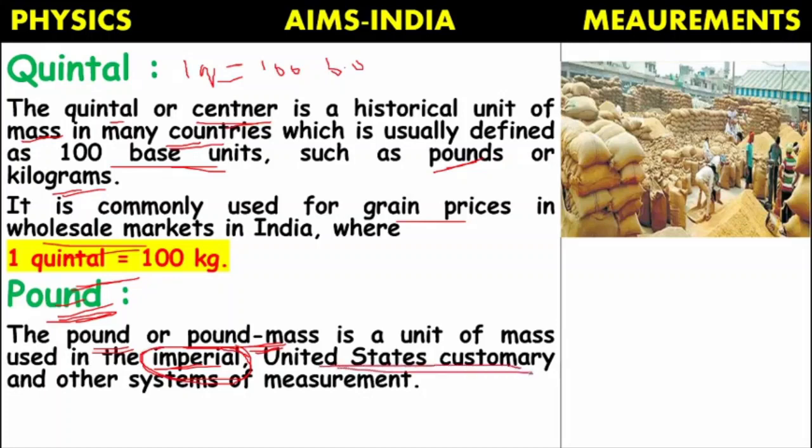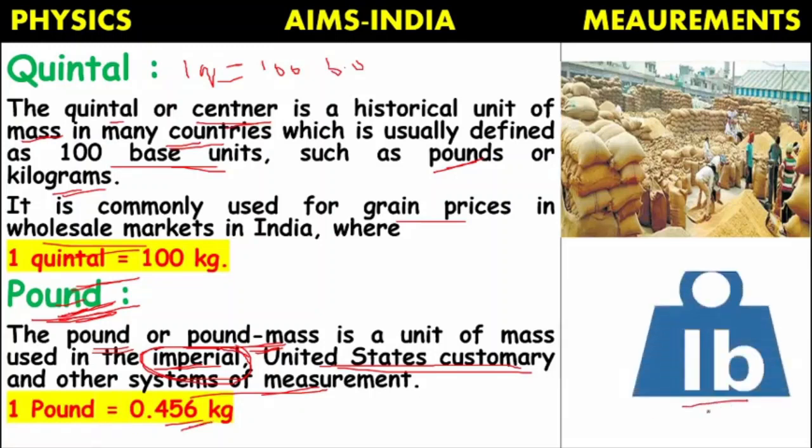United States customary means before the United States becoming independent country, before that they make use of some British systems. So that is called United States customary. So in imperial system of units and this United States customary and some more system of measurements, still they are making use of pound instead of kilogram as a unit of mass. So 1 pound is less than 1 kilo, which is equal to 0.456 kilograms. The symbol for pound is LB.